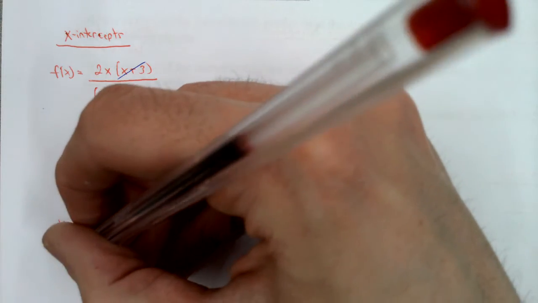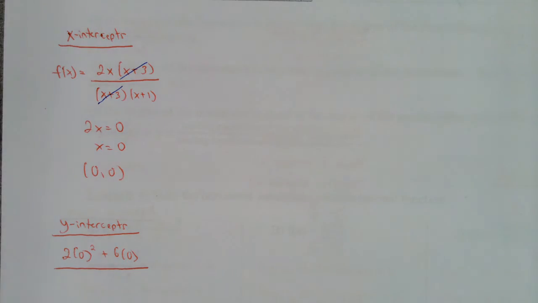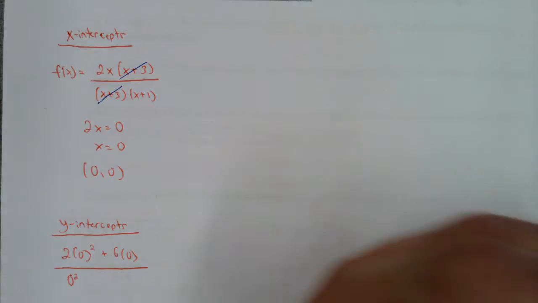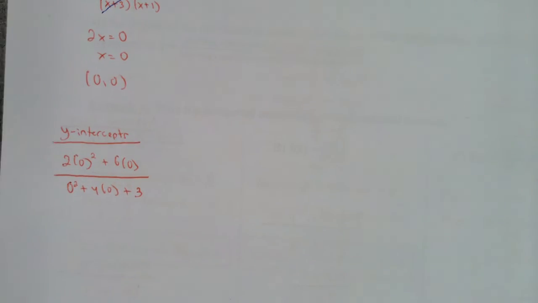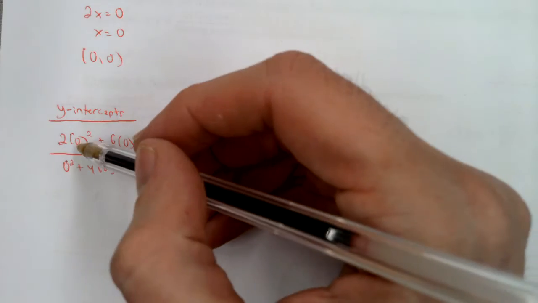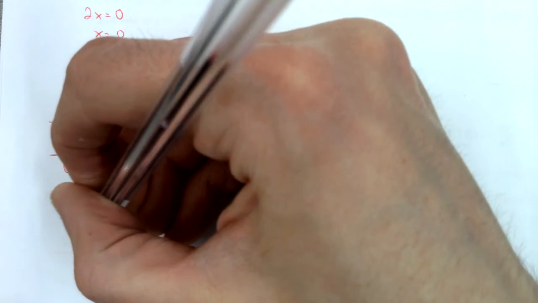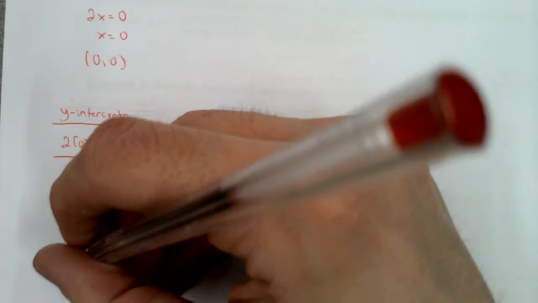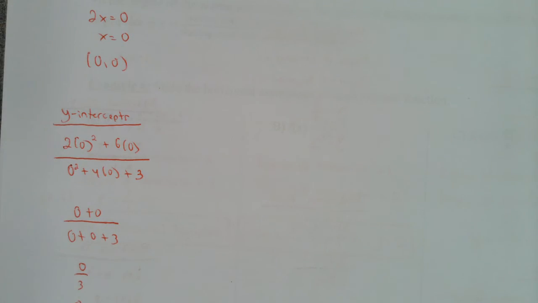So going back to the original problem, it's 2 times x squared, so 2 times 0 squared, plus 6 times x, so plus 6 times 0, divided by x squared, so 0 squared, plus 4 times x, so plus 4 times 0, and then plus 3. So look what that gives you. 0 squared is 0, times 2 is 0, plus 6 times 0 is 0, so 0 plus 0 over 0 plus 0 plus 3. So that's 0 over 3, which is just 0. So that means the y-intercept is 0, comma 0. And that's it.